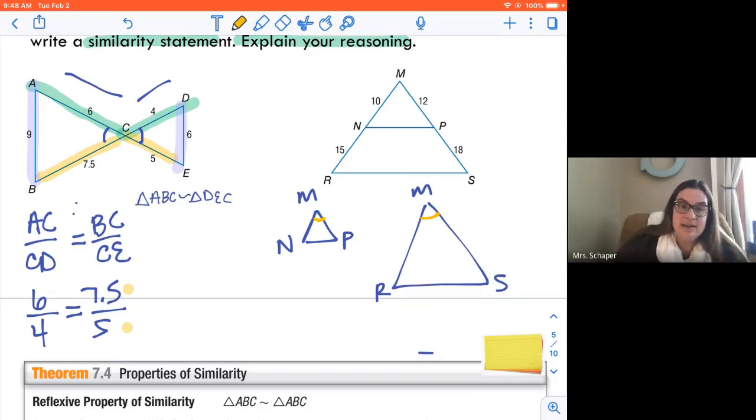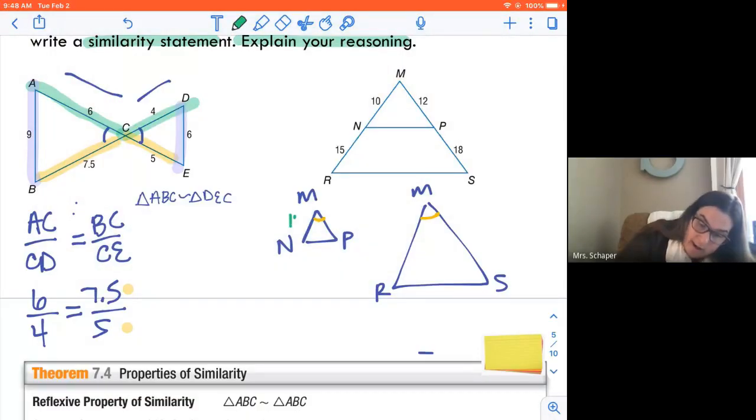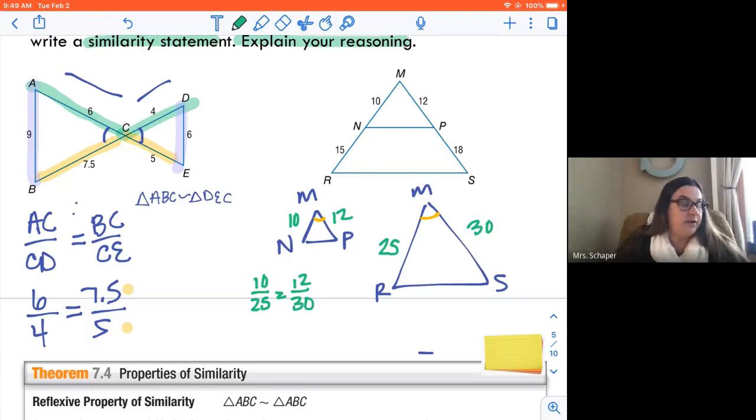So now I need to see, is MN proportional to MR? So MN is 10, where MR is 25, and MP is 12, and MS is 30. Okay, so is 10 to 25 as 12 is to 30? Okay, so 10 times 30 is 300. 12 times 25 is 300. So they are proportional, okay?